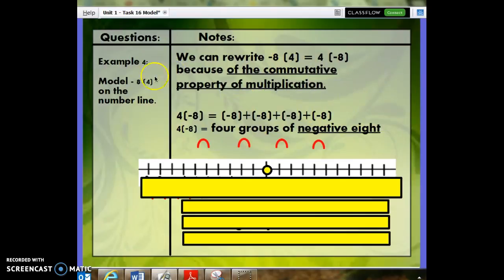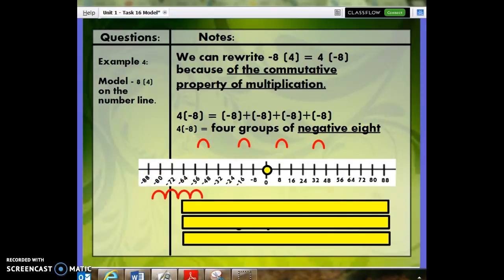So here, remember, now we have, in the switched around version, 4 groups of negative 8. And so since each group contains negative 8, I'm going to set up my number line to skip by 8s. And then, since there is only one negative, and it's 4 groups of negative 8, I take those 4 groups of negative 8 and I go to the left.